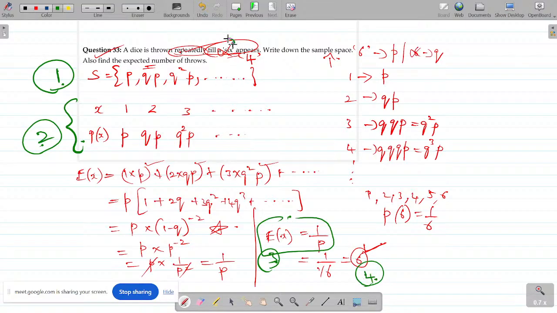Okay. Or sometimes what they do is, instead of 6 appears, they will change the question to 4 appears. Okay. This is the fifth target. What is the answer? The same answer.